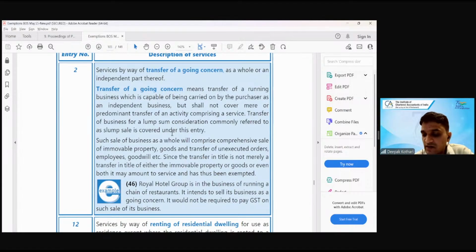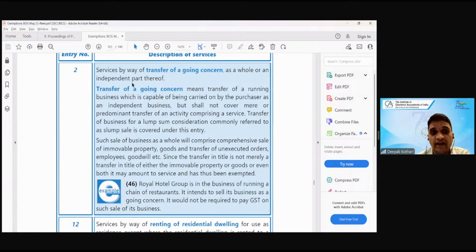The definition of service is anything other than goods, so any transfer you do is treated as a service. Supply should be of goods or service. Transfer of a going concern is definitely not goods, because it's not a movable property. It is a service. So that's when it will become taxable.